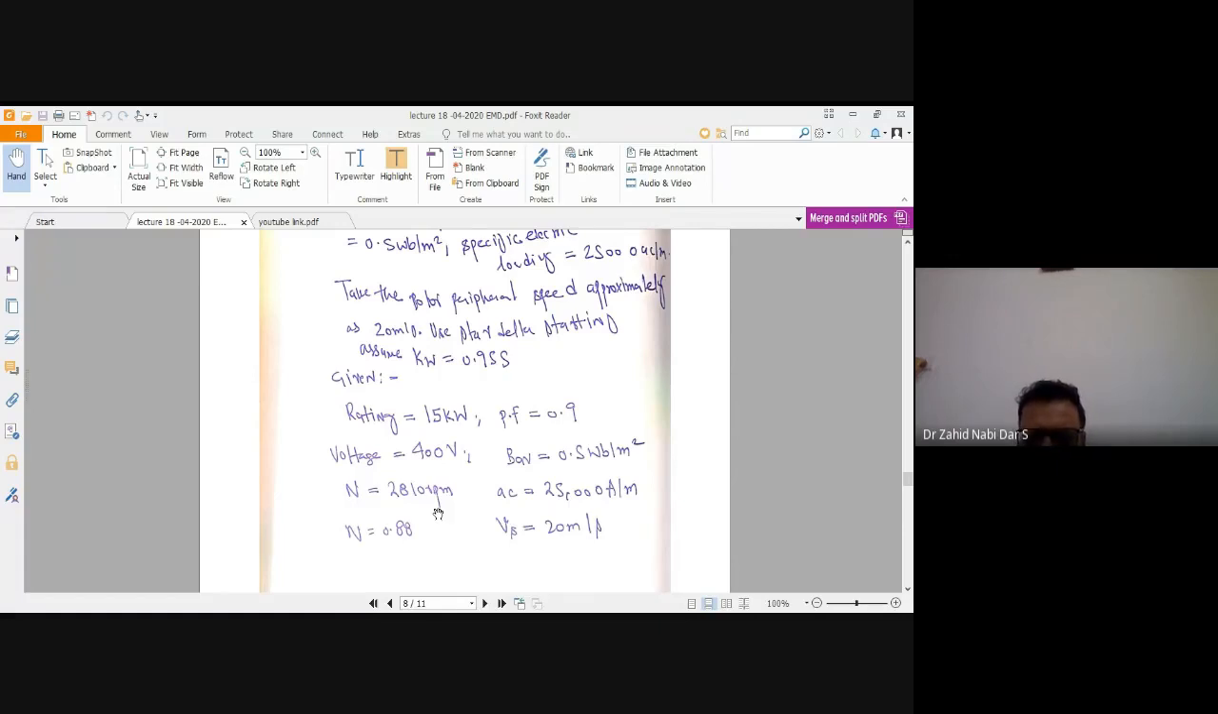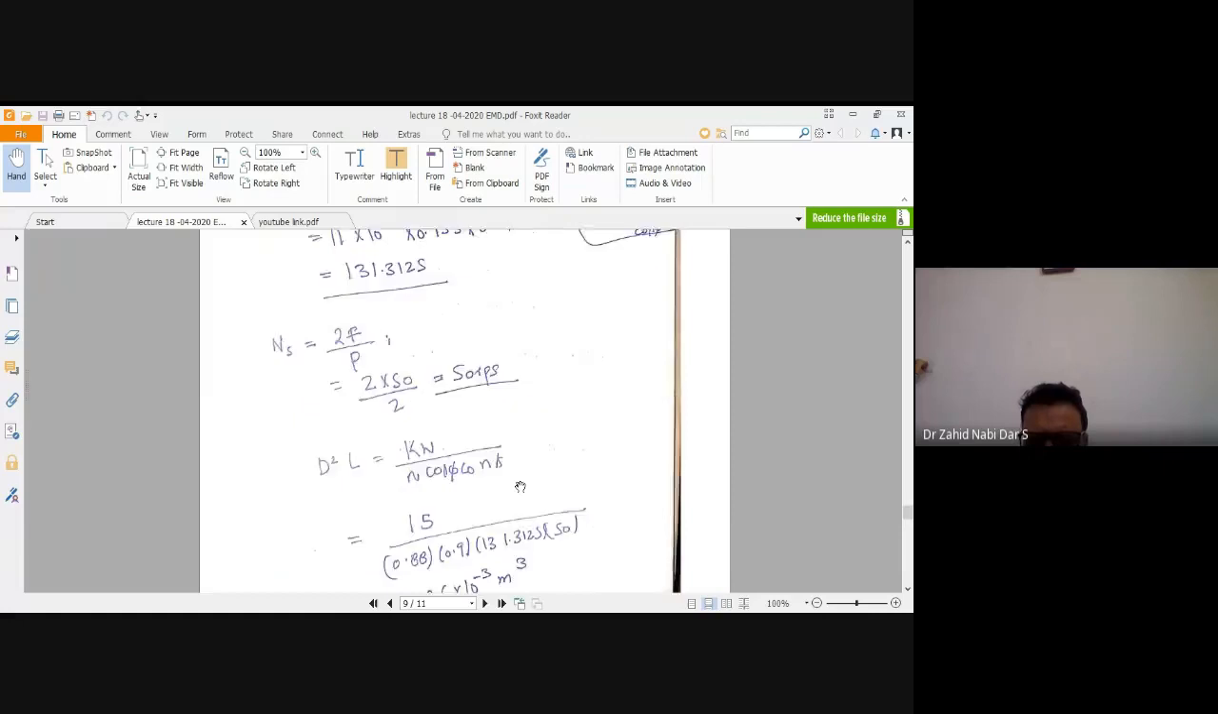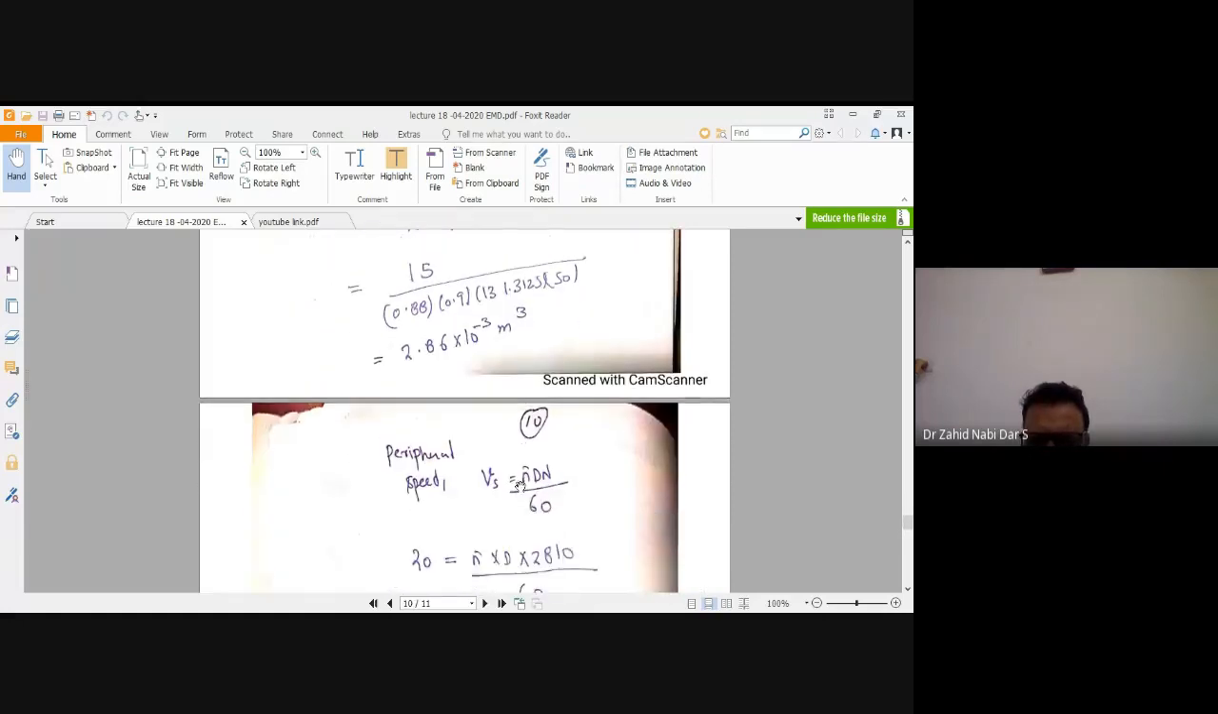But do we have any relationship from these equations or quantities? Can we calculate the average flux? Yes, we can calculate the average flux, just like in the transformer. Flux is basically your average flux density times area, meaning B average is your flux by area. Now this is given, so yes, we can calculate.